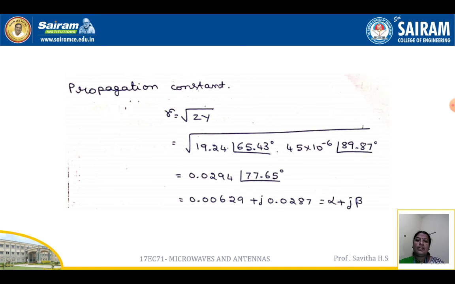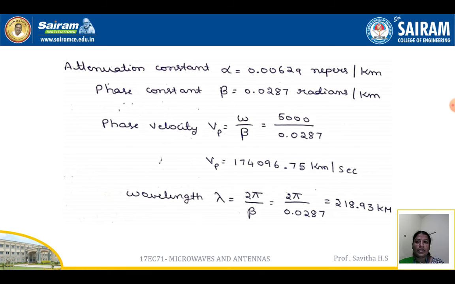Propagation constant gamma is equal to square root of Z into Y. So again we substitute the values of Z and Y. I will get 0.00629 plus j 0.0287. I compare these values with gamma equal to alpha plus j beta, where alpha is the attenuation constant and beta is the phase constant. So alpha is equal to 0.00629 nepers per kilometer and beta is equal to 0.0287 radians per kilometer.